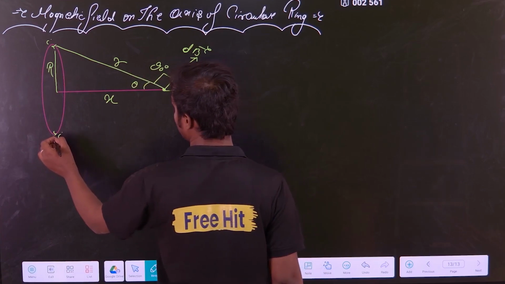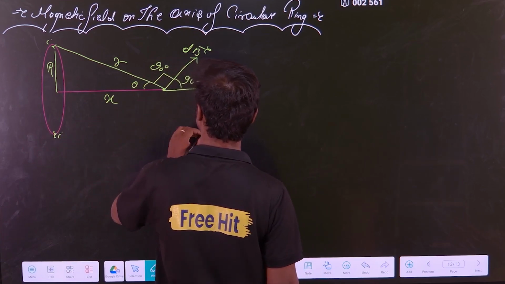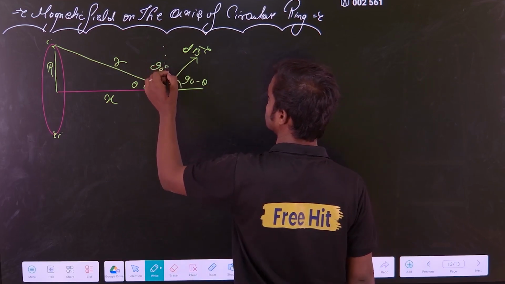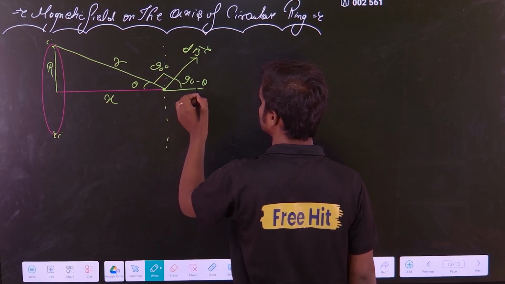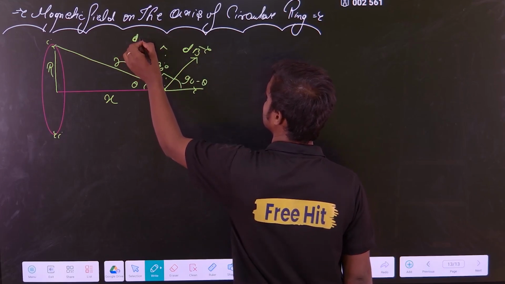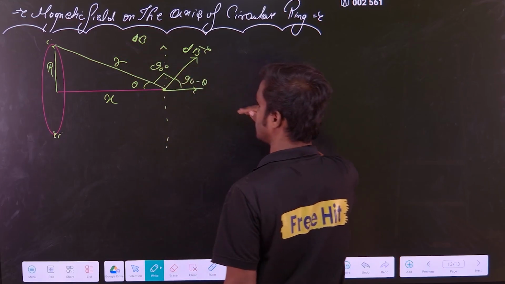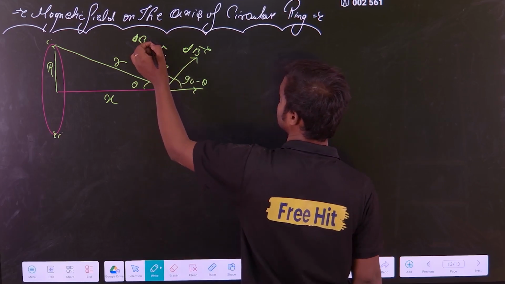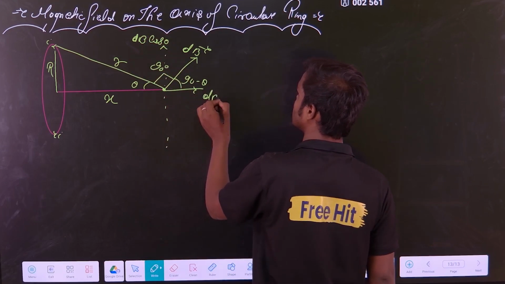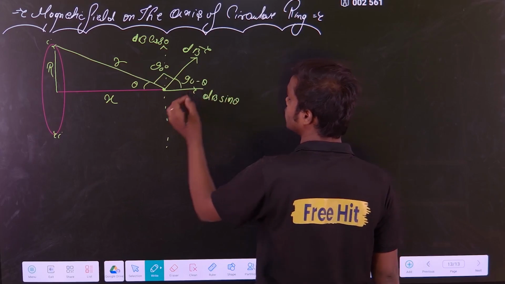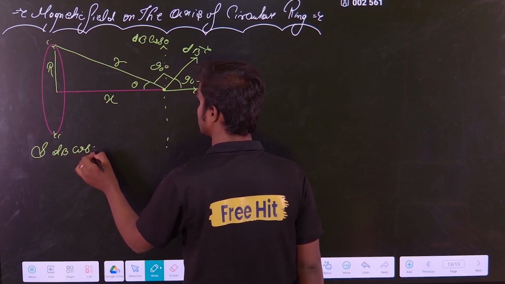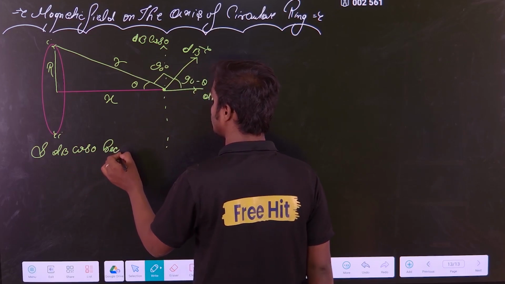If I take another element from here, the direction will be like this, correct or not? So this will be cancelled out. If I take the two components of this, one horizontal and one vertical, what is the horizontal component? It comes out to be dB cos(90 minus theta), which is sin theta, and dB sin(90 minus theta), which is cos theta. So this is dB cos theta, and this is dB sin theta. And dB cos theta is 0. Why? Because of the symmetry.